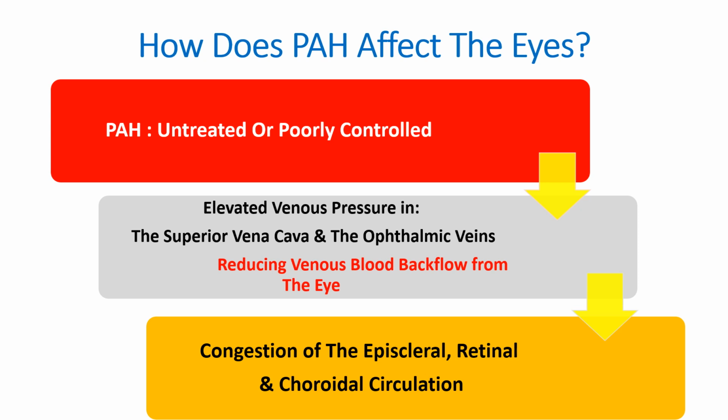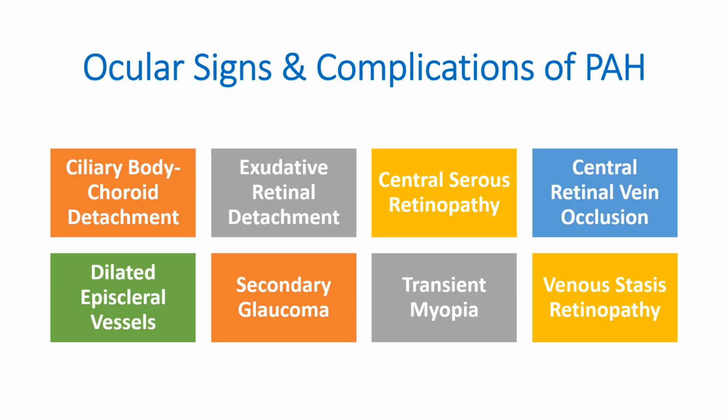So, how does PAH affect the eyes? If left untreated or poorly controlled, PAH will lead to elevated venous pressure in the superior vena cava and the ophthalmic veins, reducing venous blood flow from the eye. This will lead to congestion of the episcleral, retinal, and choroidal circulations.